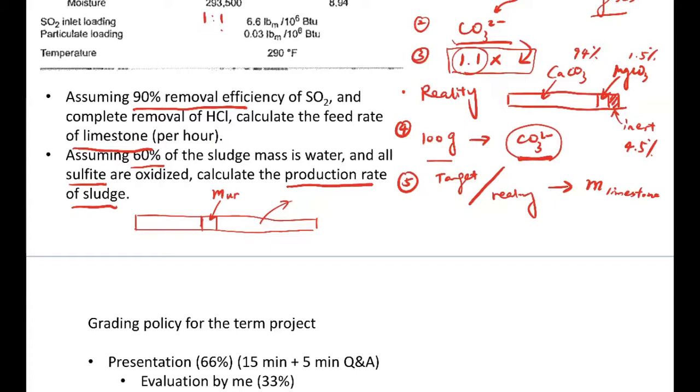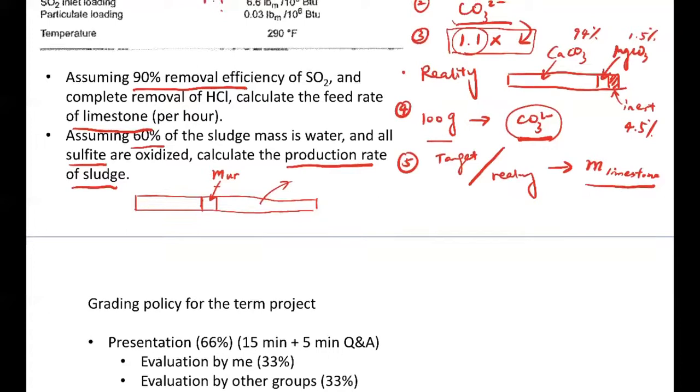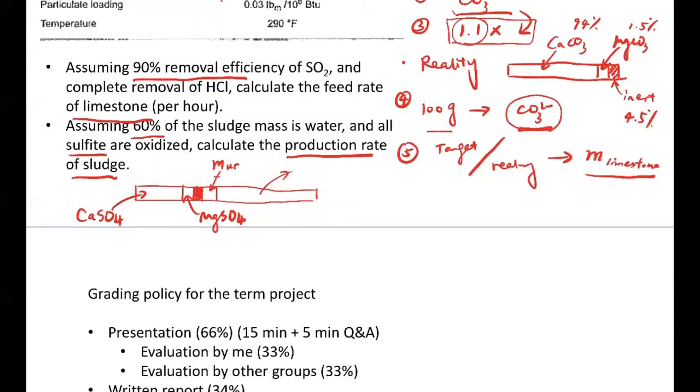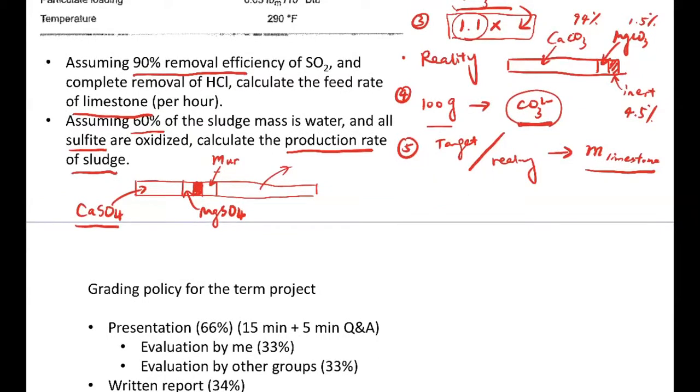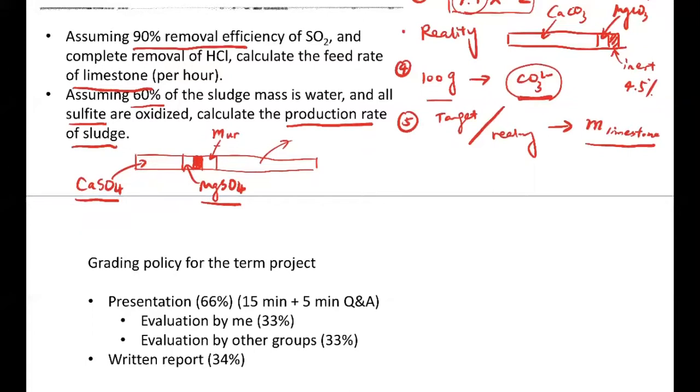UR means unreacted, right? So if we already know the feed rate of the limestone, we can just calculate this unreacted amount of limestone directly. And in terms of the reacted limestone, again, we have the amount of inert, right? It didn't react at all during this process. And in terms of the reacted species, it's just calcium sulfate and magnesium sulfate, right? So if we know the moles of the calcium sulfate and magnesium sulfate, then we can calculate the mass of these species. And then we can derive the entire production rate of the sludge, okay?